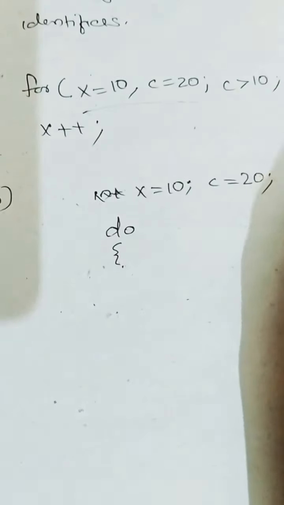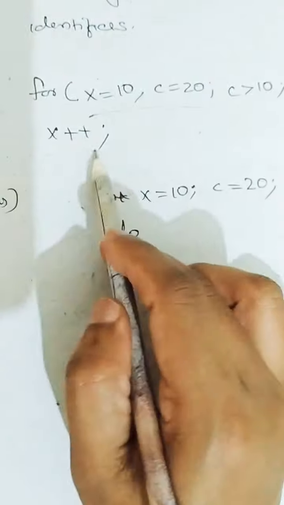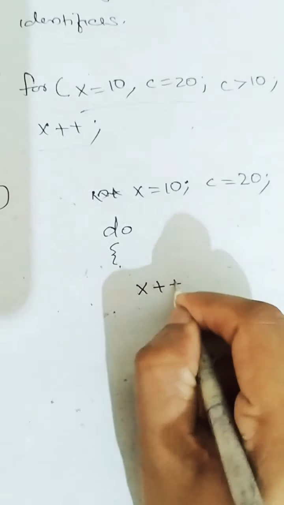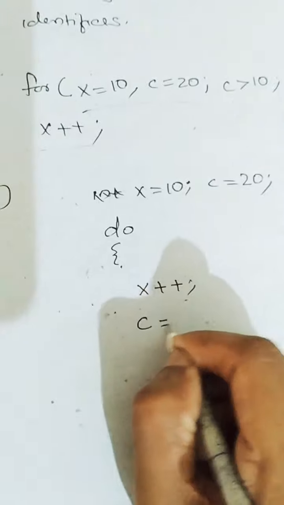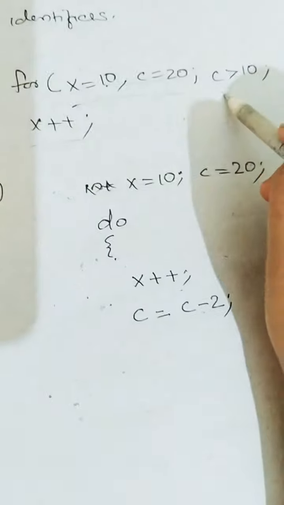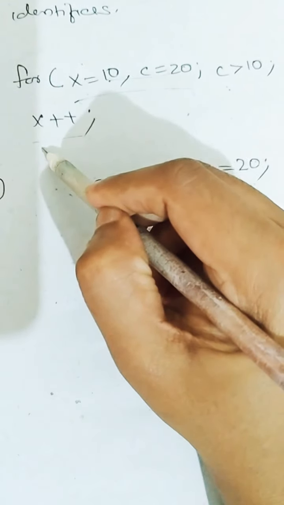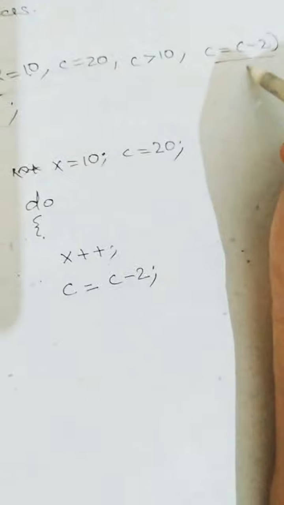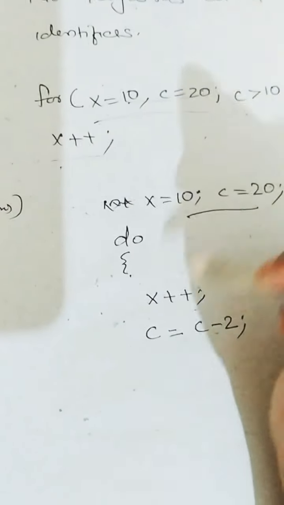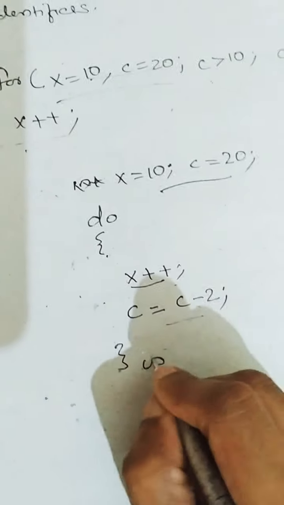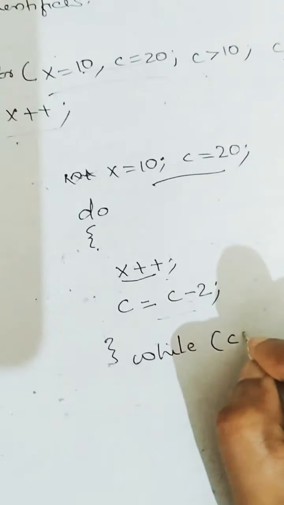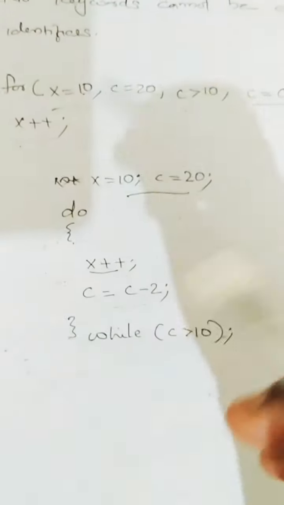and what is this? First you have to write x plus plus, and then you have to write c is equal to c minus 2, because initialization comes first, then the body of the loop, and only then the updation statement. So you have to write in that order: initialization, body of the loop, updation, and then close it, and you have a while with the condition c greater than 10, and don't forget to close the loop. So marks will be distributed according to that, 2 marks each.